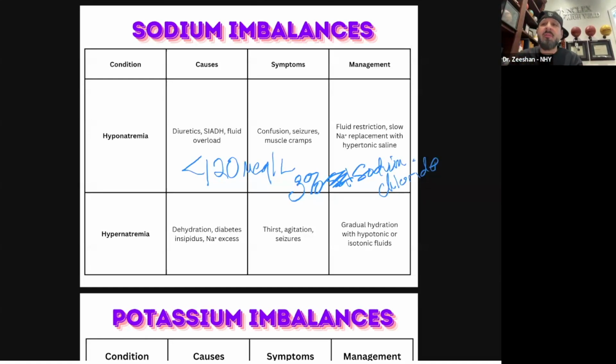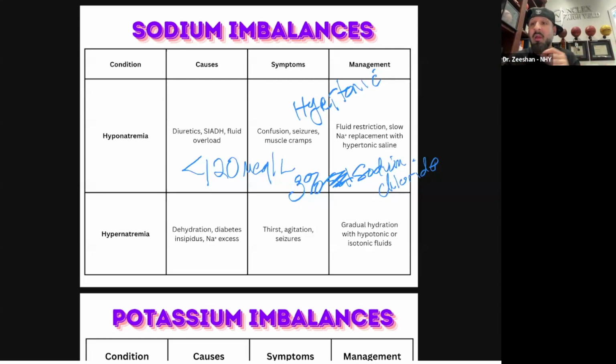The thing about this solution is it is, in fact, hypertonic, meaning it is more dense than our normal blood. It's packed with sodium chloride compared to our blood, because our objective is to bring that sodium up. But what are we concerned about when we're bringing our sodium up? Are we trying to bring it up as fast as we can because this patient's at risk for seizures?